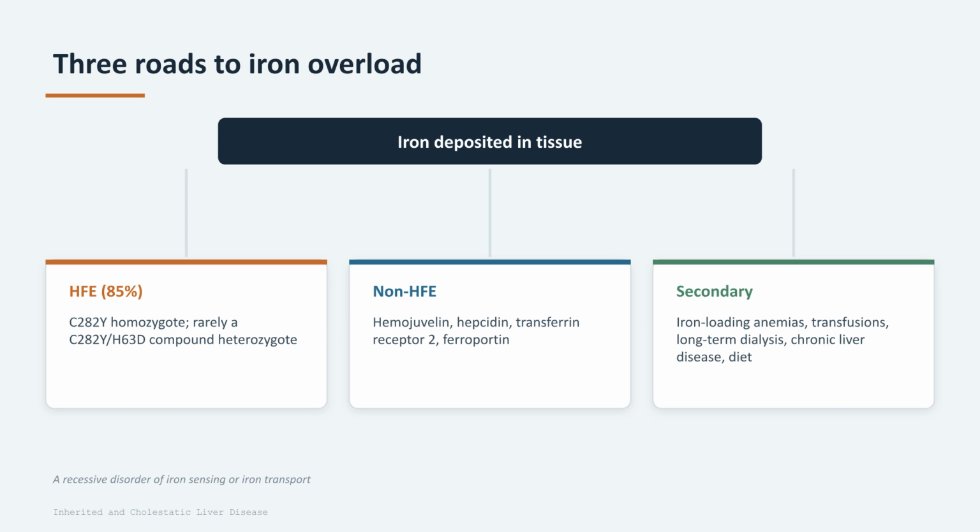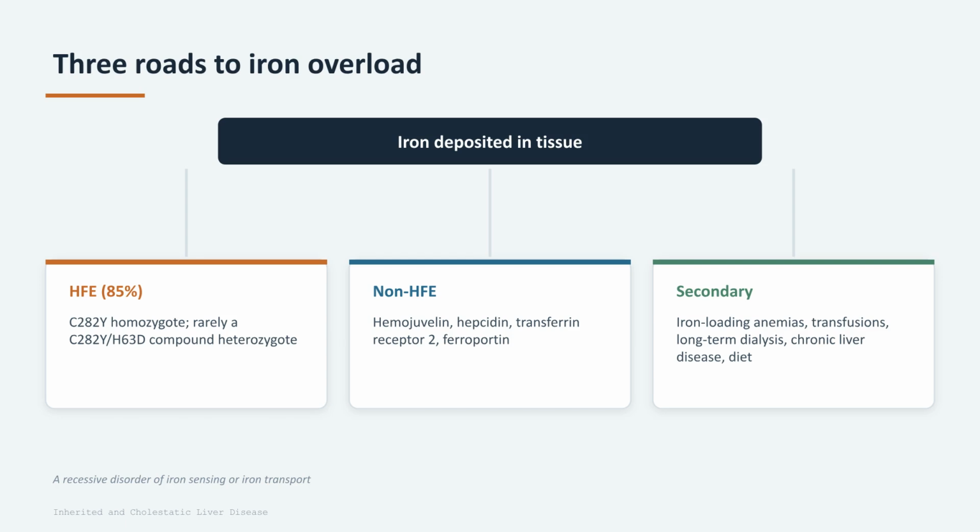Step back and look at the mechanism. At the top is the common endpoint, iron deposited in tissue. Hemochromatosis is a recessive disorder of iron sensing or iron transport. Follow the first branch. HFE mutations account for about 85% of cases, usually C282Y homozygosity, rarely a compound heterozygote carrying H63D. The middle branch is the non-HFE group, hemojuvelin, hepcidin, transferrin receptor 2, and ferroportin.